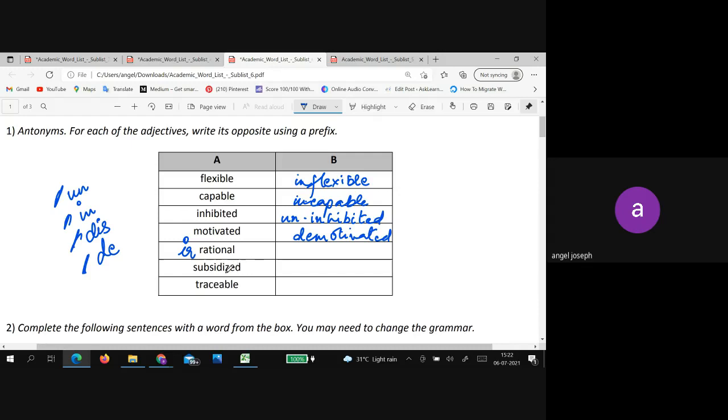Okay. Subsidized. In India, we get diesel at a subsidized rate because it's an industrial fuel. And now, which one do you think out of these can you set here? Unsubsidized. Very good. Petrol is an unsubsidized fuel. It's very expensive in our country.